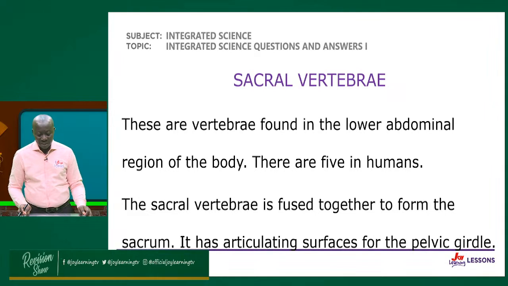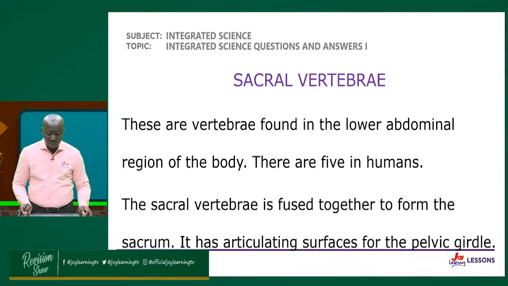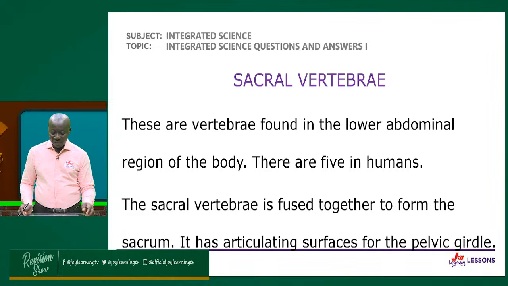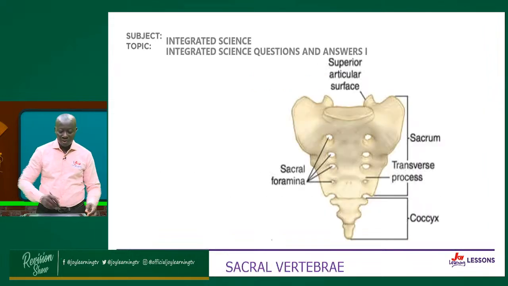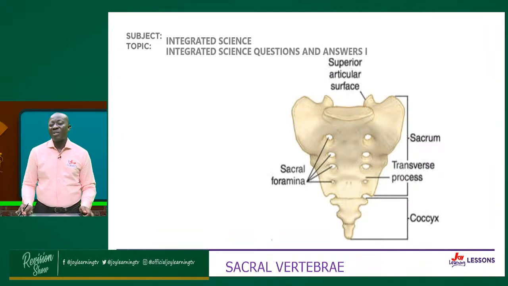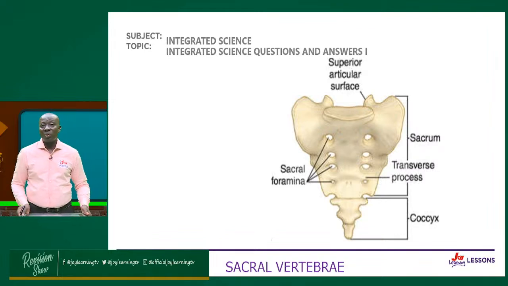So we move on to the sacral vertebrae. These are vertebrae found in the lower abdominal region of the body. There are 5 in humans. The sacral vertebrae are fused together to form the sacrum, the region of the bone around the waist area and in between the pelvis at the upper part. So it has articulating surfaces for the pelvic girdle. Those are the points where the pelvic girdle is attached, which forms the cage for the lower part of the body.